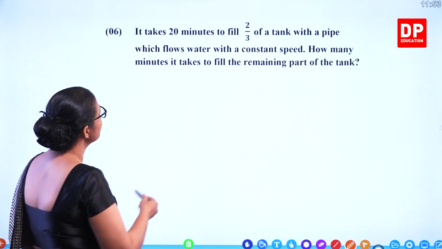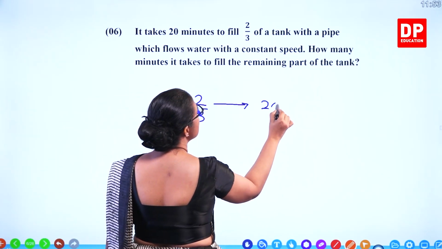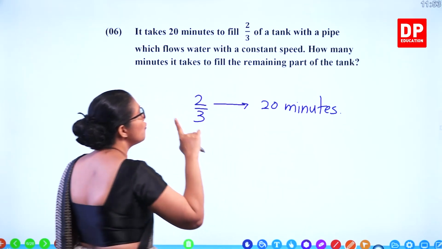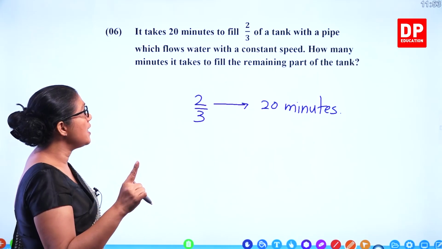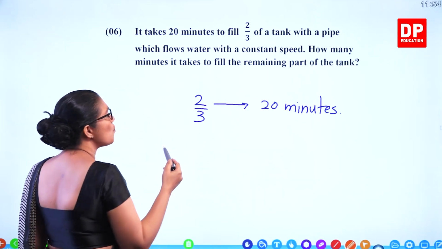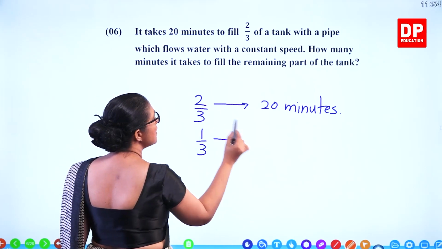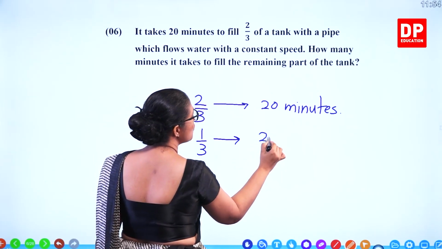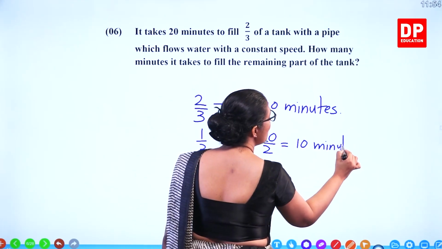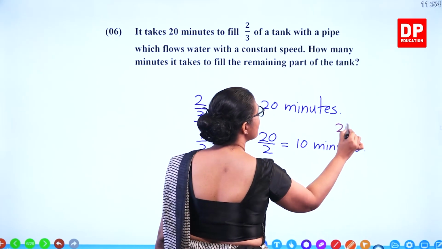2/3 takes 20 minutes to fill. But the remaining part means 1/3. Full parts are 3, and 2 parts are here. So the remaining part means 1 part of 3. So 1 part of 3 means how many minutes? You can divide by 2. 20 divided by 2. So you need only 10 minutes to fill the tank. So 2 marks.